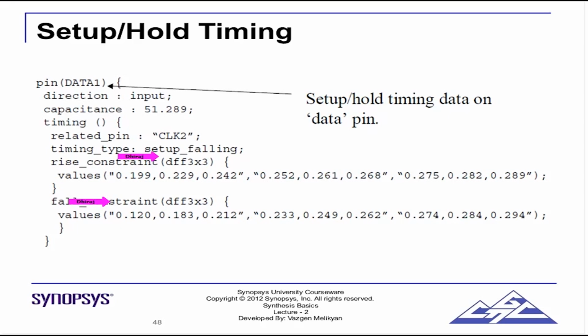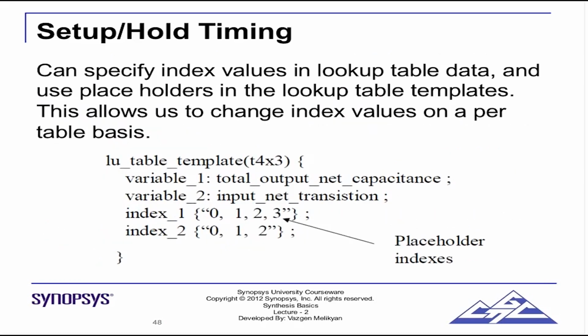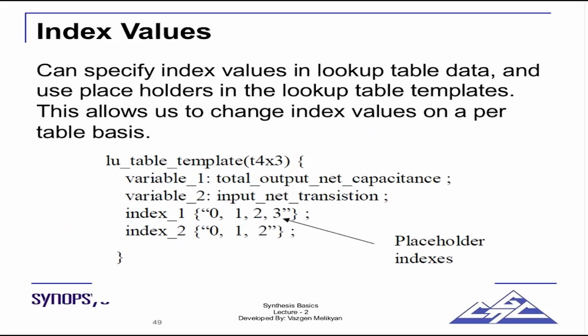So each timing construct here will contain one particular type of timing. So this is setup falling timing. It uses this table. It has 9 values. That's a total of 3 groups. Each group has 3 values. The group is represented by index value 1. The data within the group is represented by the index value 2. Now about the index values.